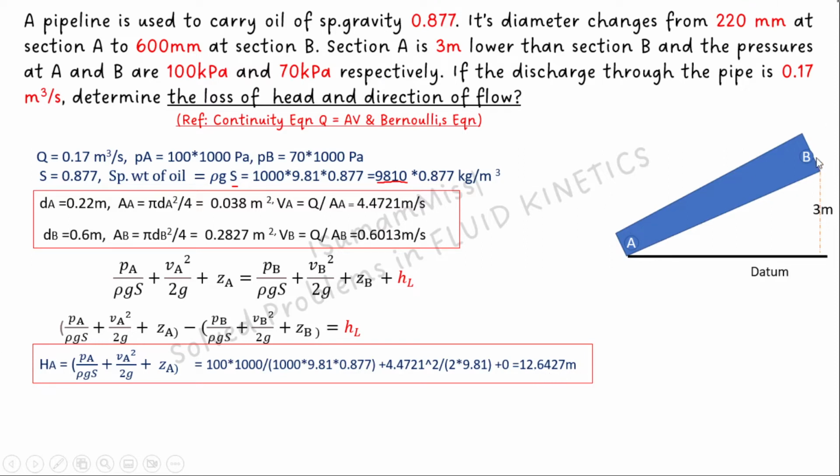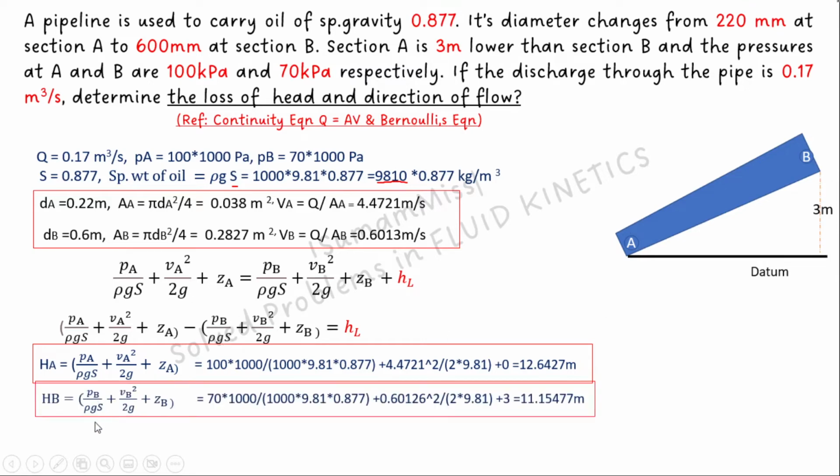Similarly, we can calculate the total energy at section B as Pb by rho gs plus Vb square by 2g plus Zb. Pb is given, that is 70 into 1000 Pascal. Then Vb is calculated, so Vb square by 2g we can calculate. And Zb, that is the point B, is 3 meter higher with respect to point A, so Zb equals 3. So total energy HB is calculated as 11.15477 meter. We can see that the total energy at section A is higher than the total energy at section B. So always the flow is taking place from high energy to low energy.